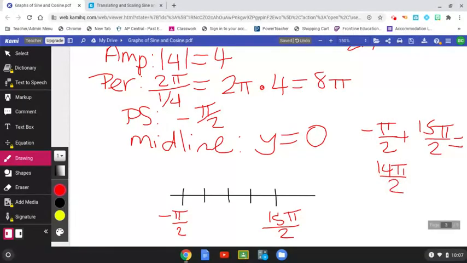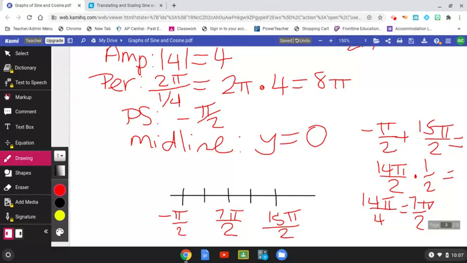But then divided by 2, which is the same as multiplying by a half. So that'll end up equaling 14 pi over 4. And then, of course, we could reduce that to 7 pi over 2. So our middle point is going to be 7 pi over 2. Okay, and again, to find the middle, you just add the 2 endpoints and divide by 2. Okay, you guys, we're getting there.